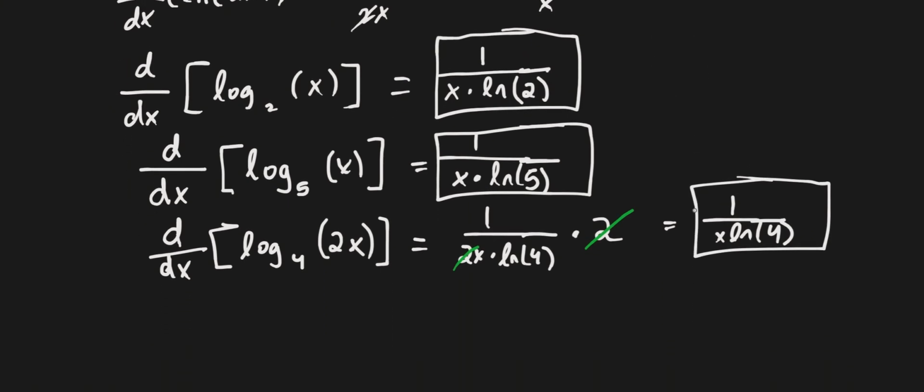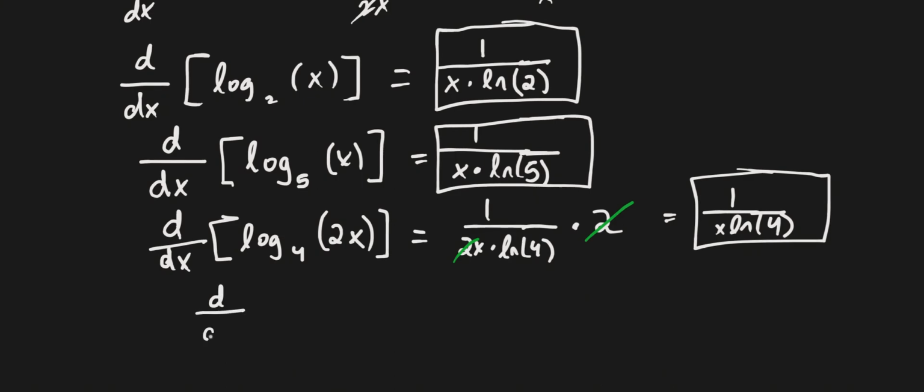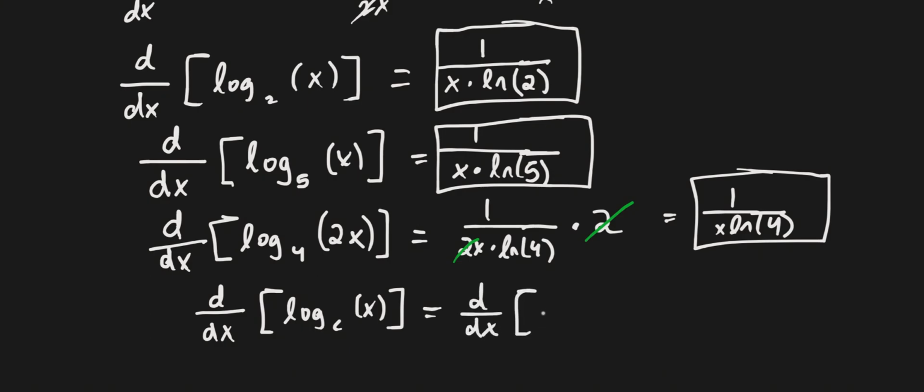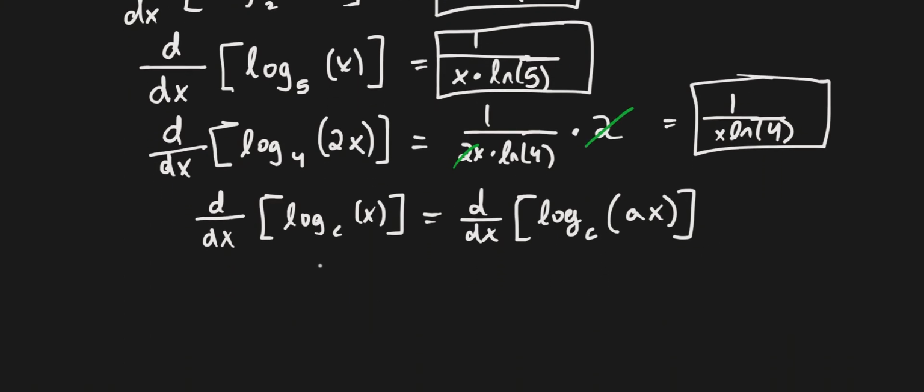Now we see another pattern, because if we have the derivative of log base c of x, this is going to be equal to the derivative of log base c of, let's look at another constant. Let's just say, I don't know, let's make it ax. A would be better. Let's make that ax. This is true because let's prove it. Let's just do a quick literal differentiation.